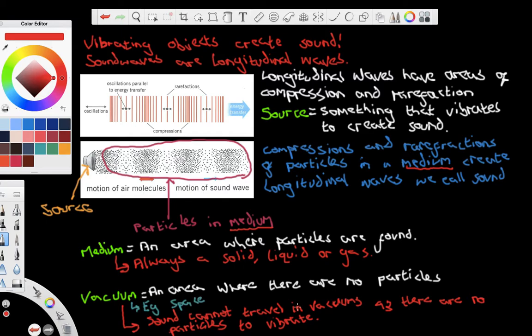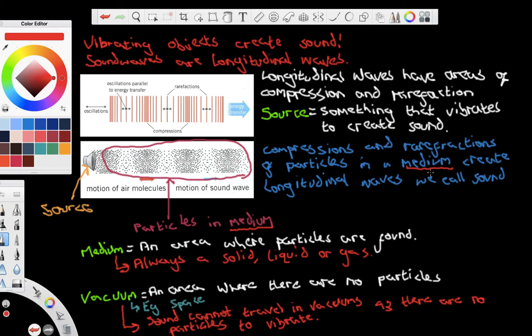Okay, so we've said that vibrating objects create sound. Sound waves are longitudinal waves. We said that a longitudinal wave has areas of compressions and refractions, and we use this diagram from last lesson. We got this area of refraction here and this area of compression here. We said that a source is something that vibrates to create sound. So our source would be such as a speaker. It's vibrating, which is causing a compression of air molecules. They then refract, compress, refract, and this makes what we call sound. So we get these areas of compression, refraction, compression, refraction, compression, refraction.